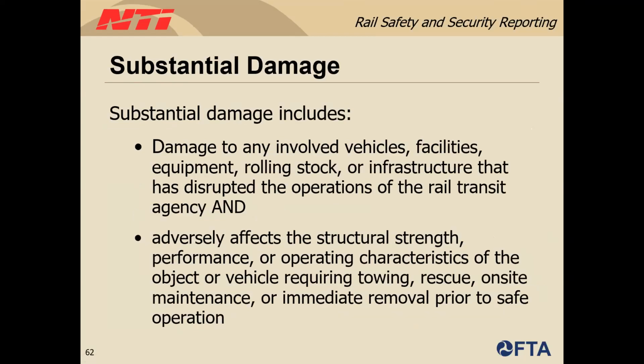Next threshold we'll look at is substantial damage. You can see that substantial damage is defined as damage to any involved vehicles, facilities, equipment, rolling stock, or infrastructure that has disrupted the operations of the rail transit agency. That's the first part, it has to disrupt operations. Second part is that it also adversely affects the strength, performance, or operating characteristics of the object or vehicle, requiring towing, rescue, on-site maintenance, or immediate removal prior to safe operation.